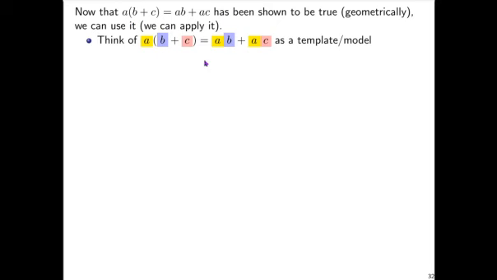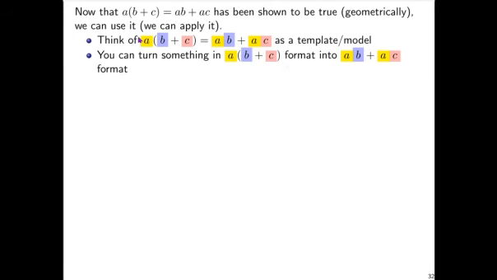Now that we know it's true, now that we can trust it, we can use it, or to use some other words, we can apply it. So think about this formula right here as a template or a model. And what I tried to do here was use some color coding to help. So the A's you'll see are all in a yellow background, the B's are in blue background, and the C's are in a pink background.